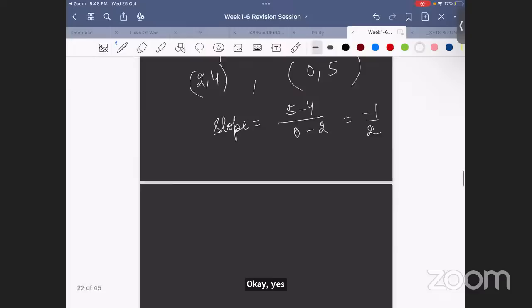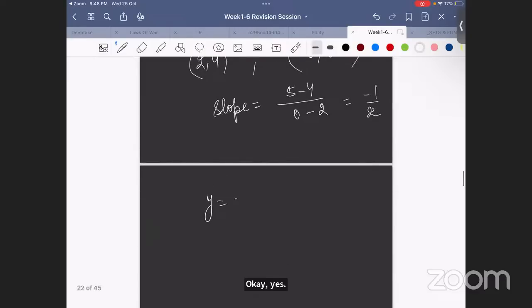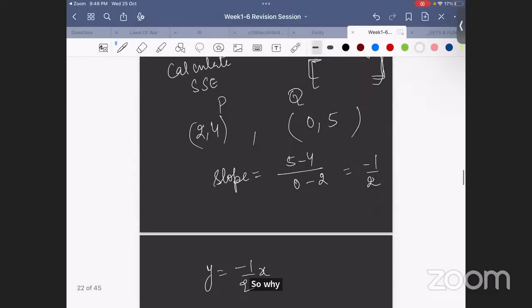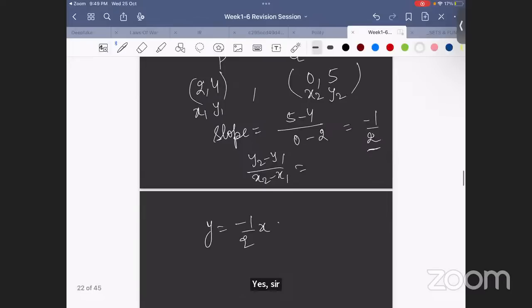Now you have y equals to mx plus c. The slope is minus 1 by 2. This is (x1, y1) and (x2, y2). You are putting y2 minus y1 by x2 minus x1. This is what you put to get the slope, correct? So plus c.